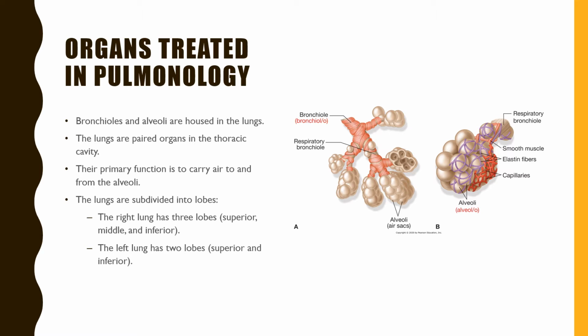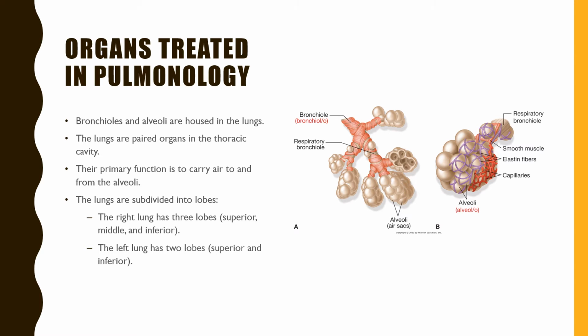Bronchioles and alveoli are housed in the lungs, and the lungs are paired organs that are in the thoracic cavity. Their primary function is to carry air to and from the alveoli. The lungs are divided into lobes. The right lung has 3 lobes, the superior, middle, and inferior, while the left lung has 2 lobes, just the superior and inferior.